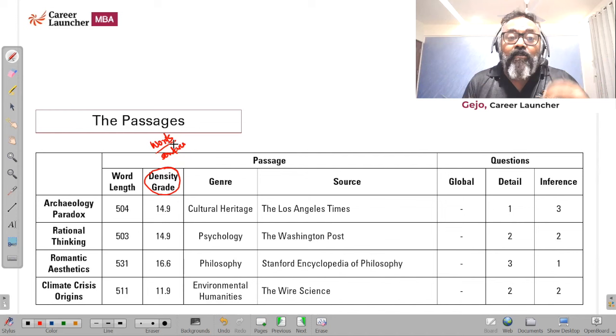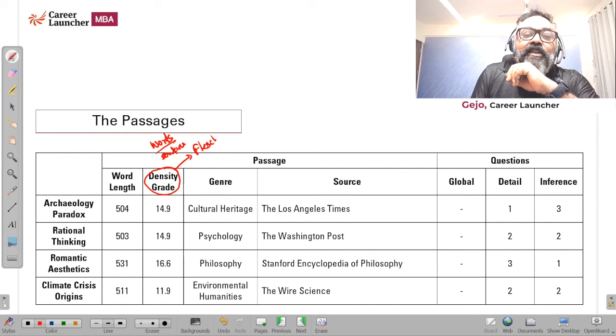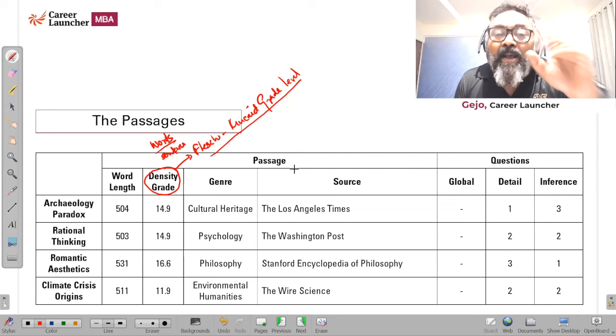And also, how many syllables are there in the words? Longer words also make it very dense. This, of course, doesn't look at the vocabulary used or the topic. It's one of the factors. The density grade that I've used is the Flesch-Kincaid grade level. If you're interested, you can check Google and find out what formula is used. Basically, they put a grade.